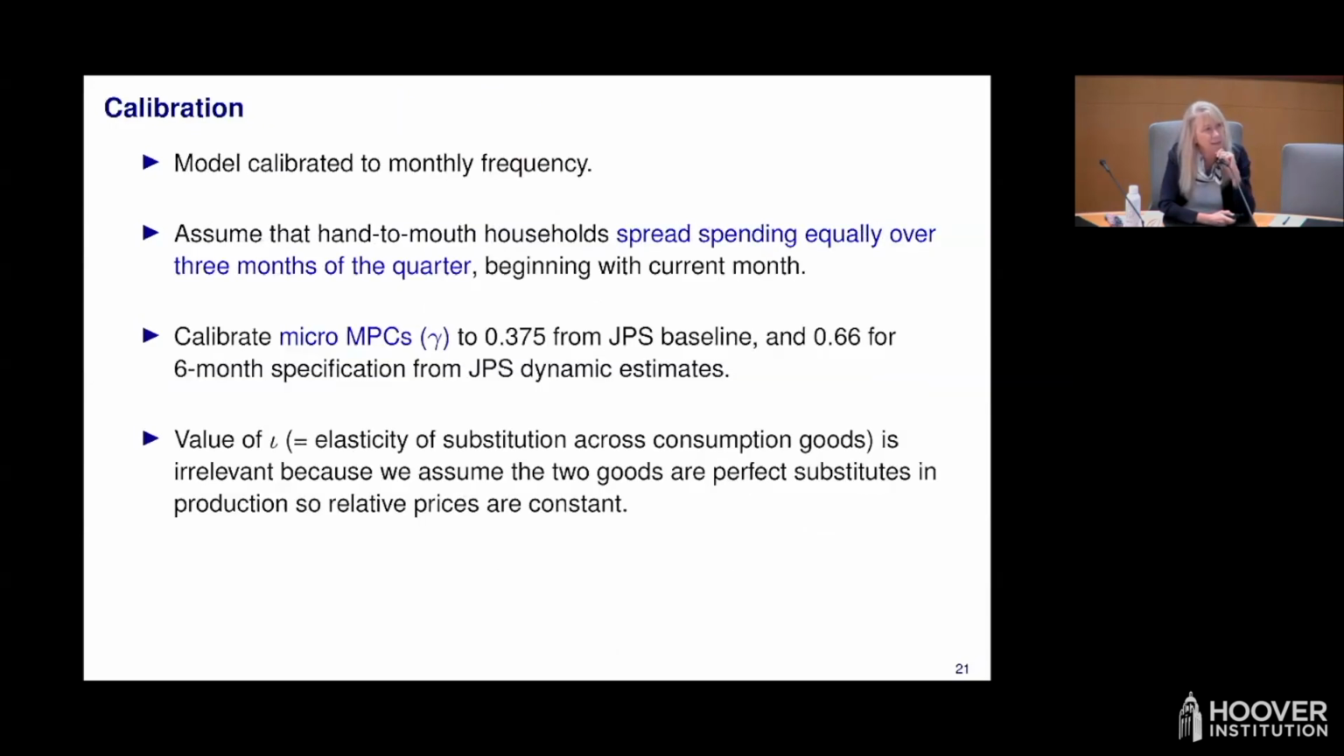We calibrate to a monthly frequency. As I said already, we spread equally over the 3 months. The baseline for the contemporaneous is 0.375, or 0.66 for that 6-month specification. And as I mentioned before, the elasticity of substitution doesn't matter because relative prices don't change.